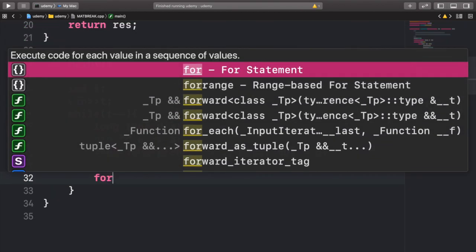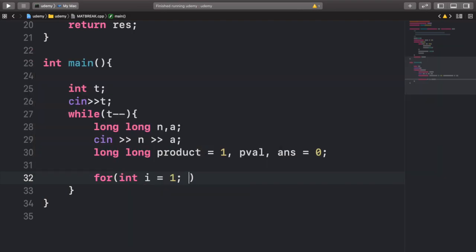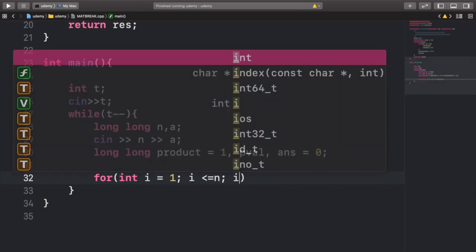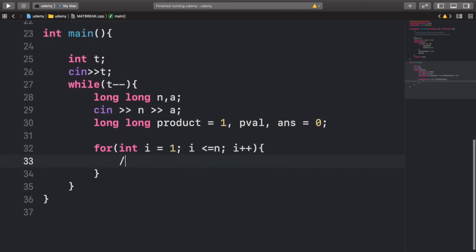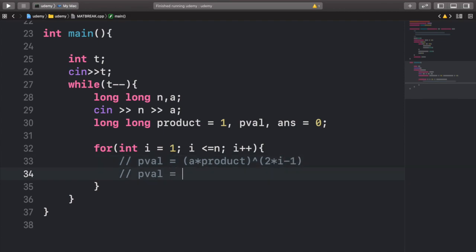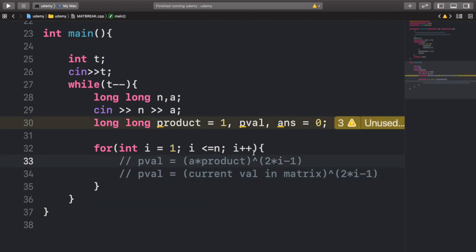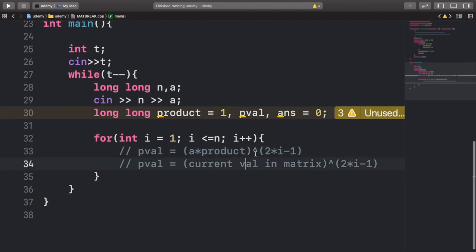And so we're going to iterate through n times. So for i equals 1, i is less than or equal to n, and i plus plus. And so we know that within this, the current P of I value would be A times the running product to the power of 2 times I minus 1, because it would be the current value in the matrix to 2 times I minus 1. And so that's A times the running product, as we already determined. So now the issue is that we need to find an efficient way to take the power of something.